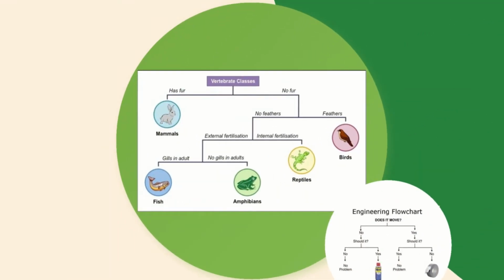So here we've got an example of a really broad one in terms of different classes of vertebrates. That means that their skeleton is inside them. And so we've got this starting out: does it have fur, does it not? If it has fur, it's got to be a mammal. If it doesn't have fur, it could be one of the other things. And so we go through the questions.